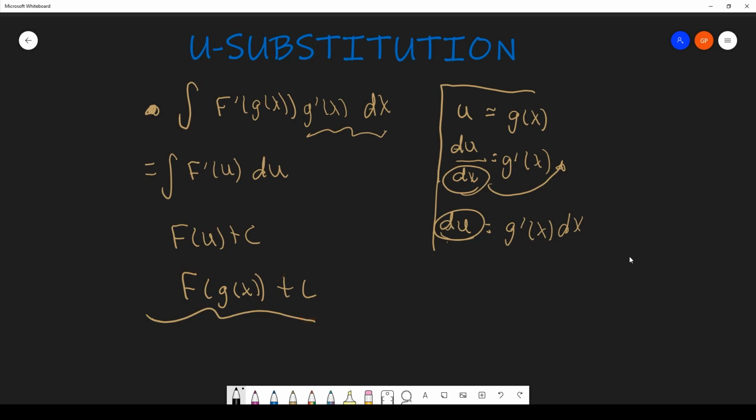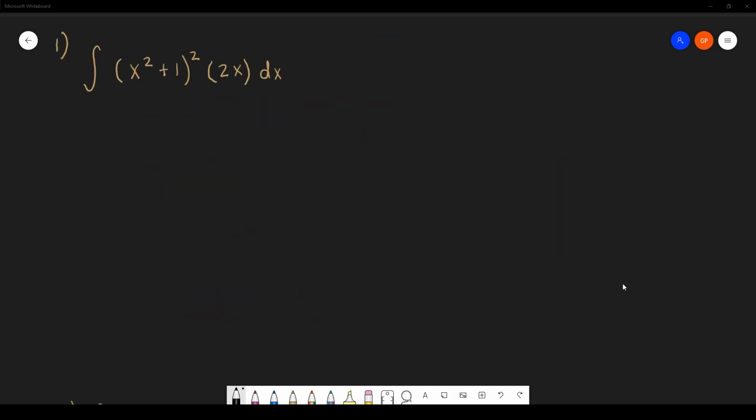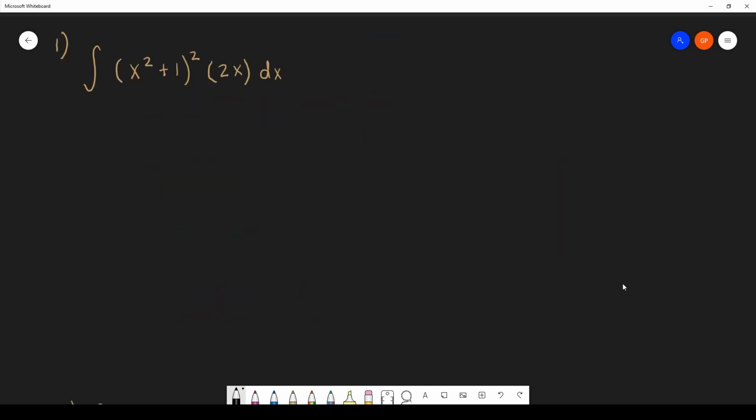So now I'm going to do several problems to show more examples of U-substitution, what can go wrong, and some more difficult scenarios. The first problem is as follows. Find the antiderivative of (x squared plus 1) squared times 2x dx. So this was not that difficult. Almost immediately we noticed that the derivative of x squared plus 1 is 2x. So we can set our u to be x squared plus 1 and du to be 2x dx. So now we can say that this integral is equal to the integral of u squared du.